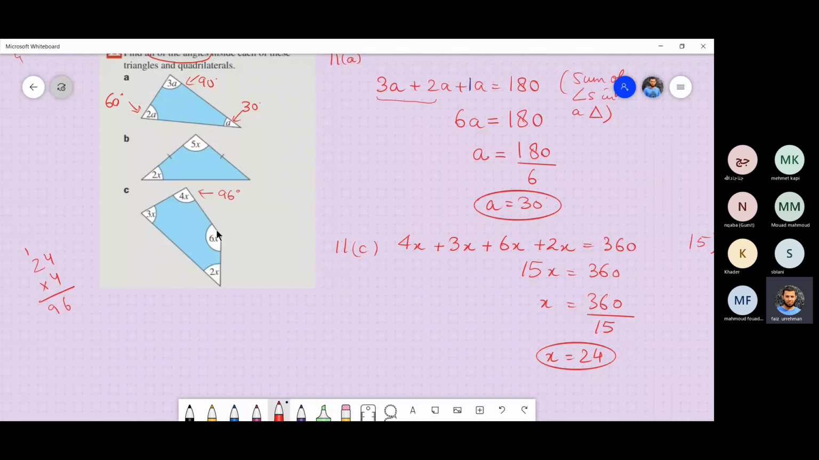Okay, 6x, 2x, 3x. Same concept. 24 times 2 will give me 48. And 24 times 3 will give me 72. And 24 times 6 will give me 144. Okay, so this is the final answer.